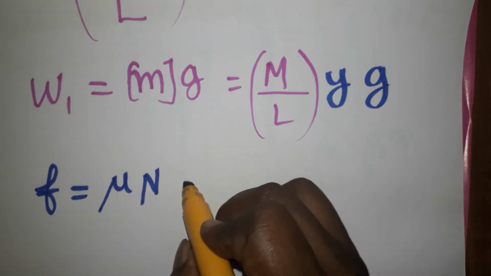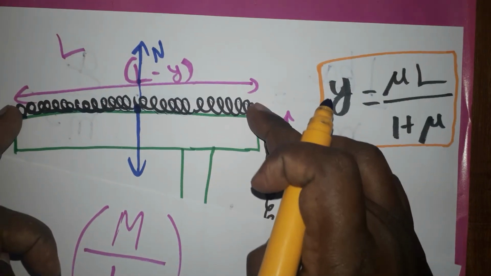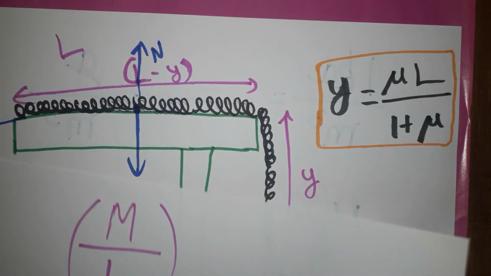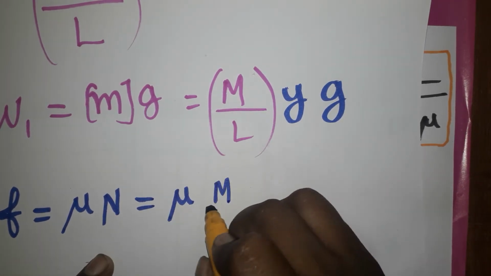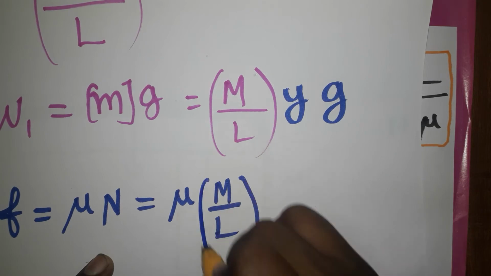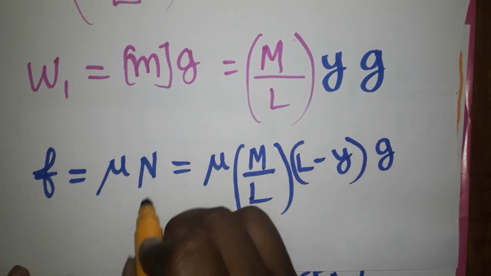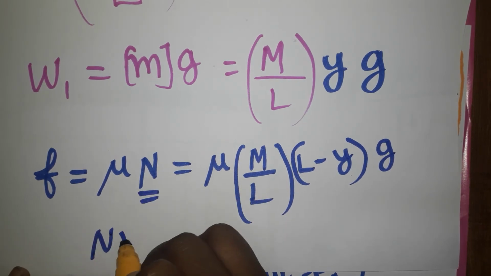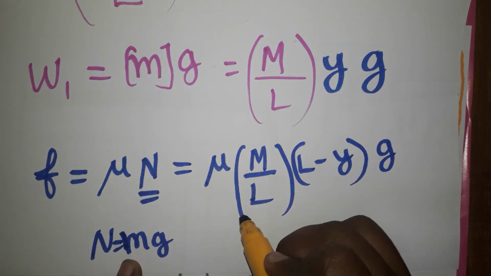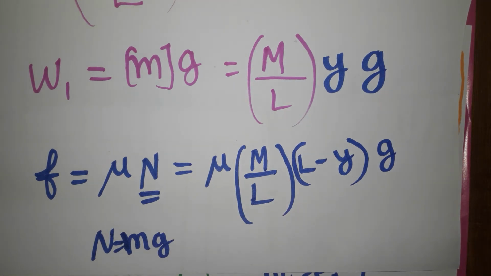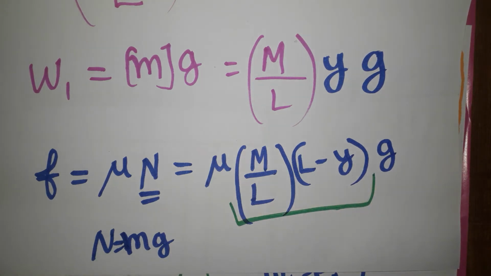So how much is N? N is the normal reactional force, and it depends on this much weight, so on how much length. So it is going to be mu times m by L times the length, which I already told you is L minus Y, into g. It's very simple. The normal reactional force we know is mg only, on the table. But the m value is going to change because of the length of the chain. This much is m.